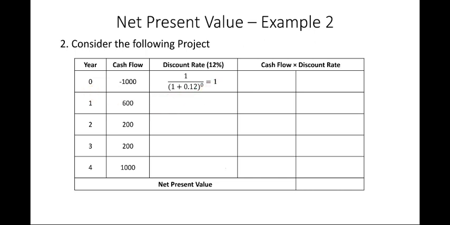So it comes out to be 1, and then multiplying the discount rate by cash flow, we get -1000 multiplied by 1, it comes out to be -1000. Similarly, we have to calculate it for the first year, that is 1 divided by 1.12 raised to power 1, it comes out to be 0.8929. Again multiplying 600 by 0.8929, we get 535.71, as you can see over here.